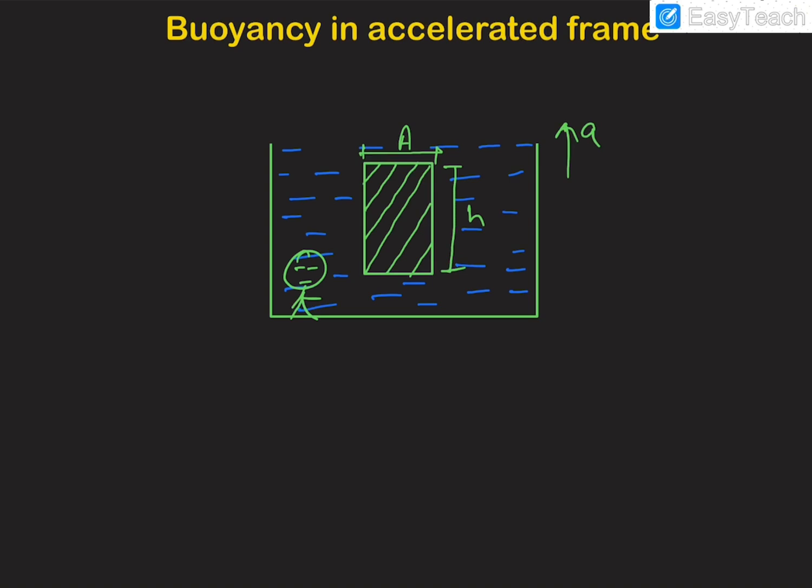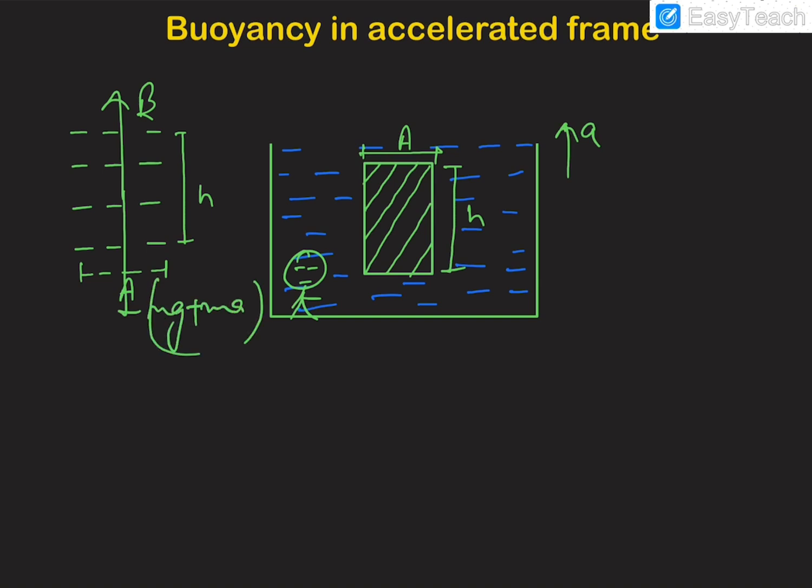So this observer is a non-inertial observer, and we can say that if we imagine a cylinder formed of the liquid, this liquid was displaced by this solid cylinder. So the height of this liquid would be the same h, and the area of cross section would be a. So the buoyancy acting on this cylinder will be balancing mg plus pseudo force ma acting on the cylinder.